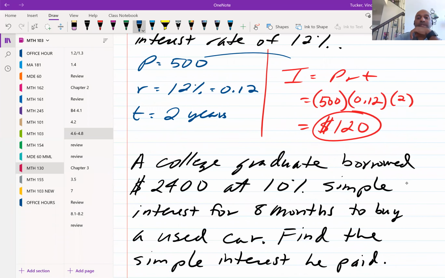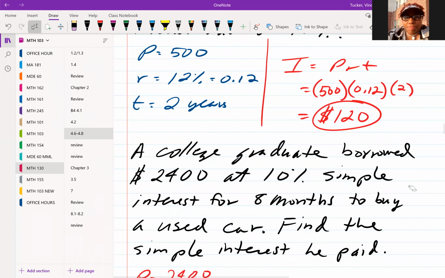But are we good with this before we go to the next one? Yeah, I got that one. Okay, cool. A college graduate borrowed $2,400 at 10% simple interest for 8 months to buy a used car. Find the simple interest he paid.